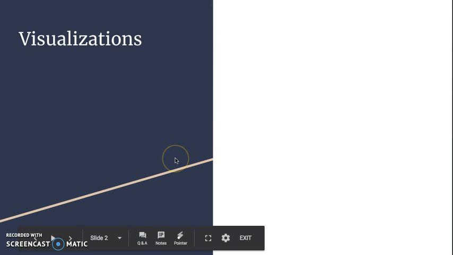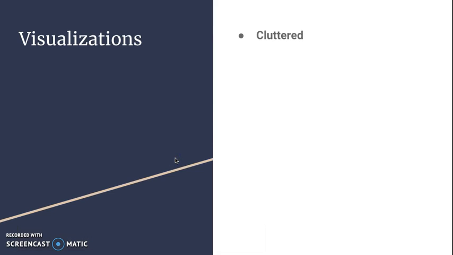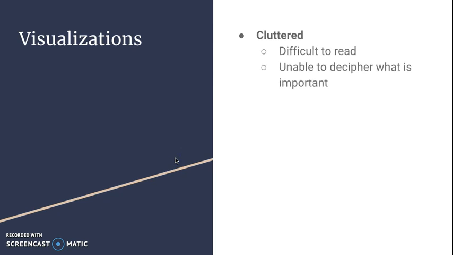Visualizations in hypermedia. What we're going to talk about today is how things can be cluttered. The visualizations in the classroom can sometimes be difficult to read. Students, or just people in general, are unable to decipher what is important when they're reading things with too many or too cluttered words.